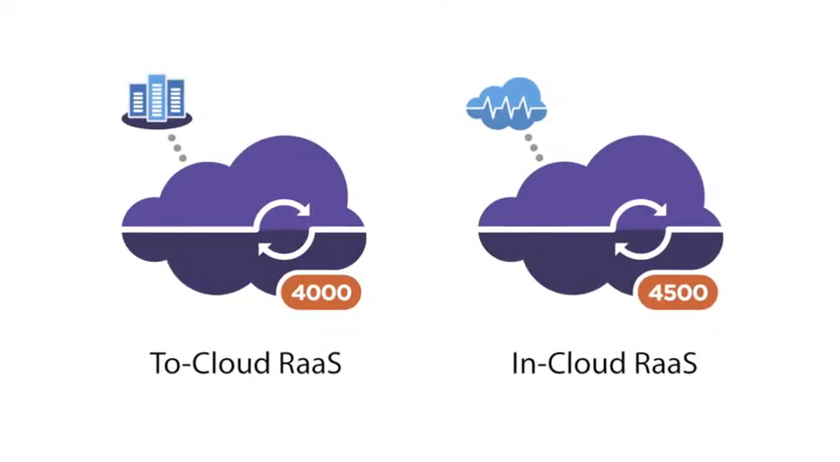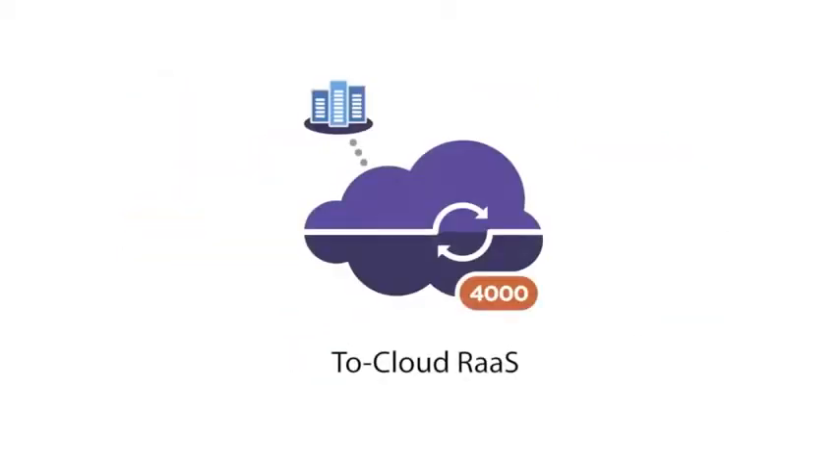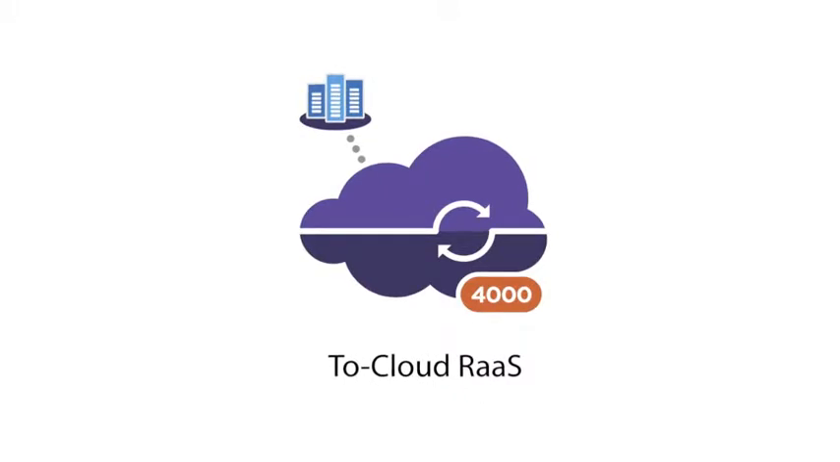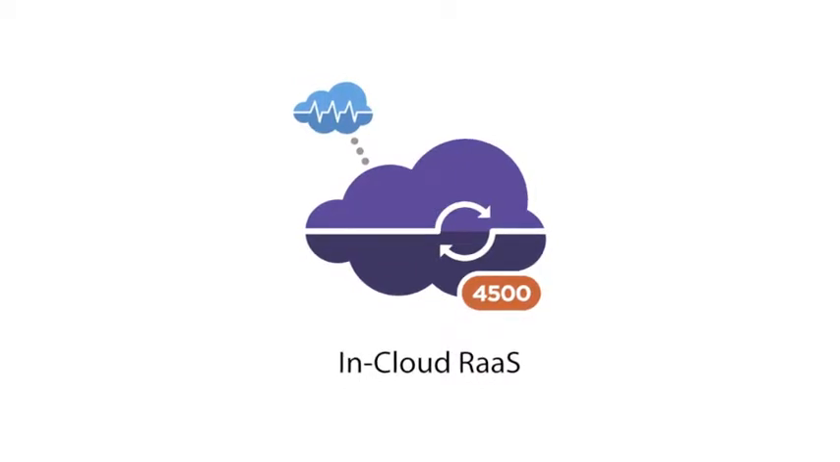Bluelock offers two recovery solutions, 2-Cloud RaaS and In-Cloud RaaS. 2-Cloud RaaS allows you to recover applications from your own data center to Bluelock, while In-Cloud RaaS allows you to recover your applications from your Bluelock Virtual Datacenter to another Bluelock facility. This video demonstrates setup and testing of Zerto as it powers our 2-Cloud RaaS solution.